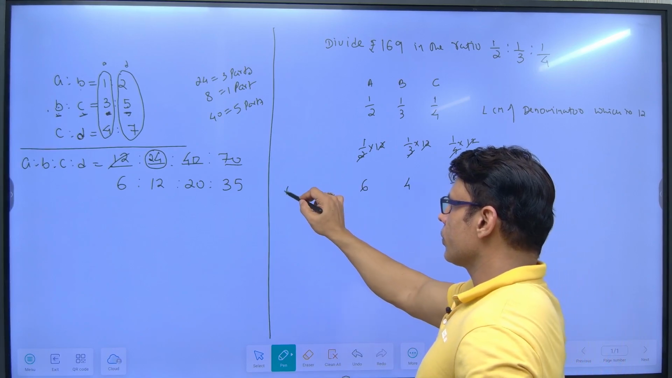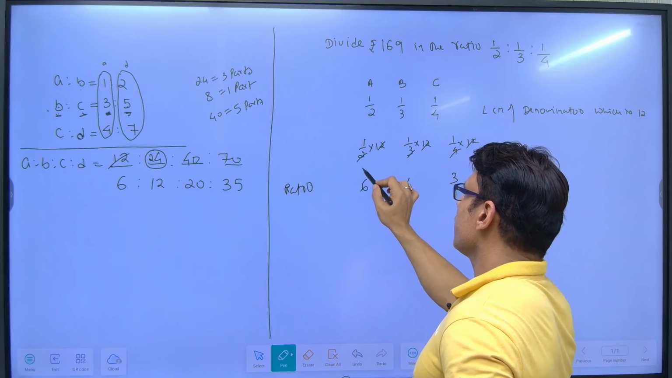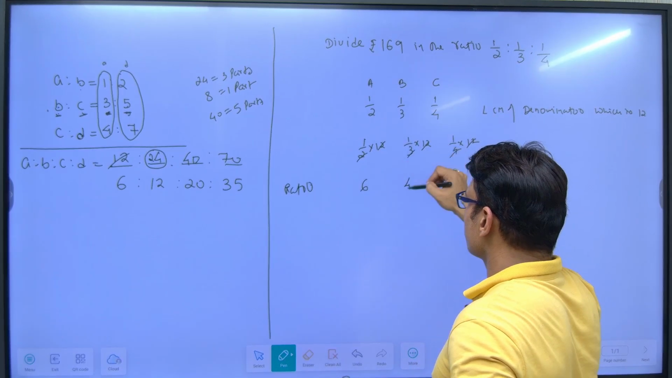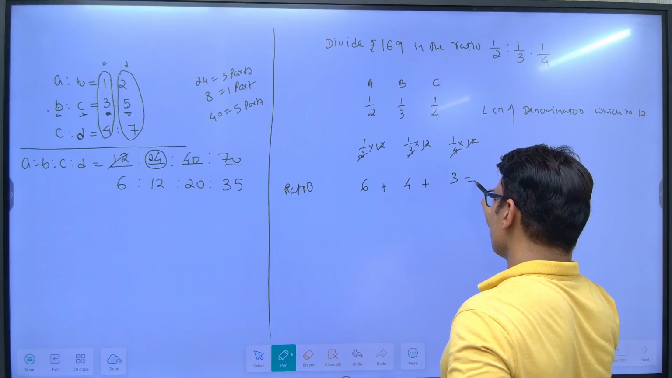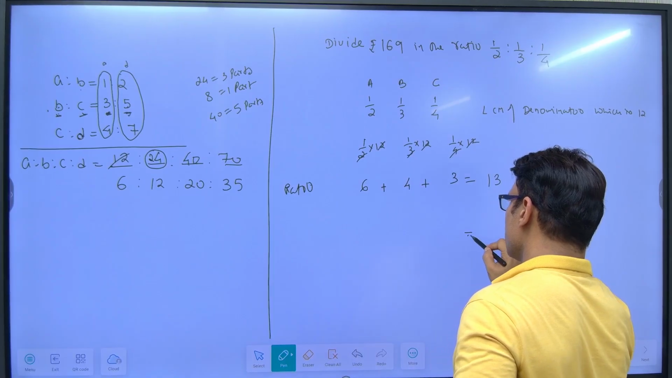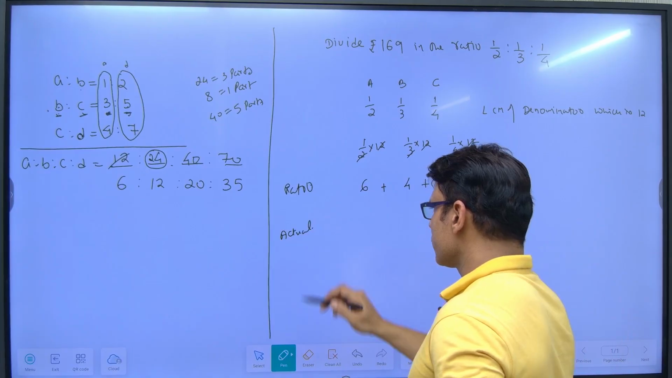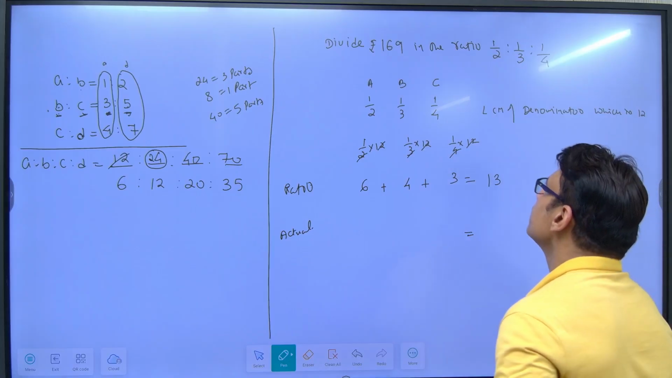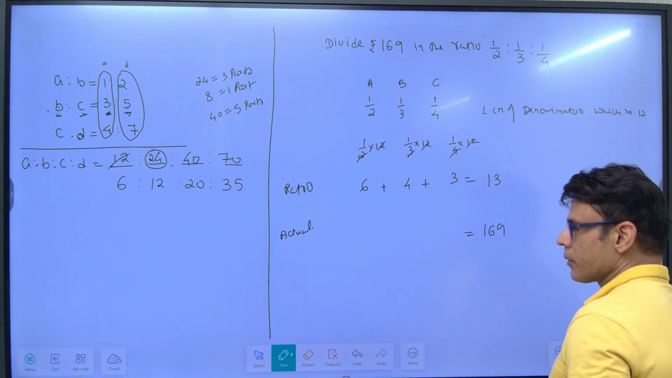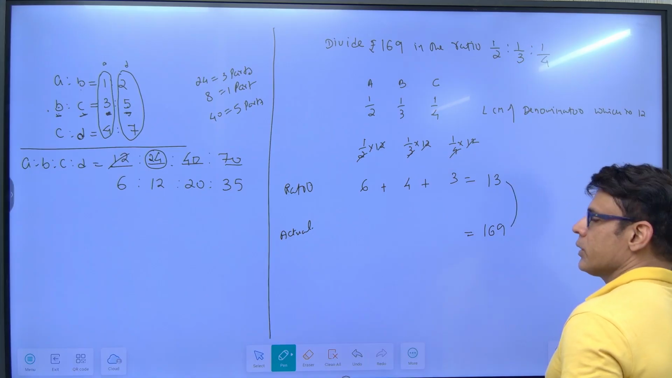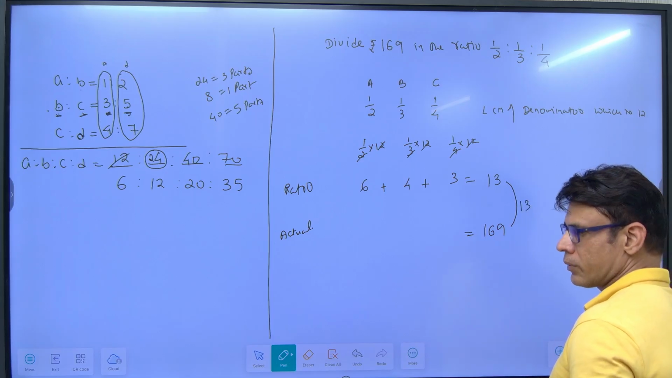Now this is on ratio scale. You will get the value of A, B, C as what? A is 6, B is 4 and C is what? 3. So when you add them on ratio scale, their sum is how much? But there is an actual scale also. On actual scale, what is their sum? 169. So 13 into how much is 169? 13 square is 169.